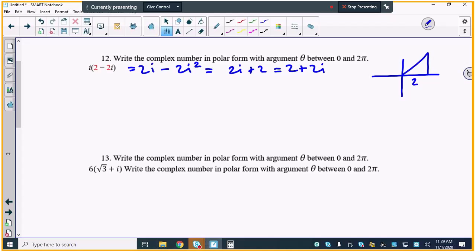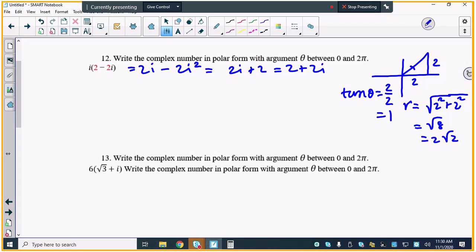I'm in the first quadrant, both of them are 2. So r is equal to the square root of 2 squared plus 2 squared. So that's 4 plus 4, 8, and that is 2 square root of 2. Tangent theta is 2 over 2, which is 1, first quadrant. So the angle is pi over 4.